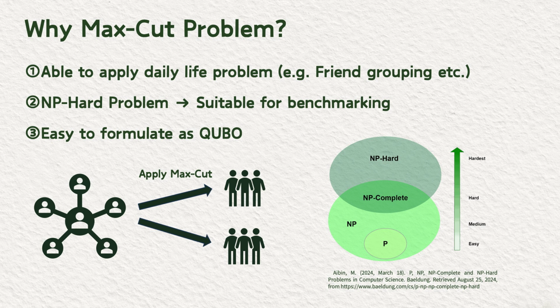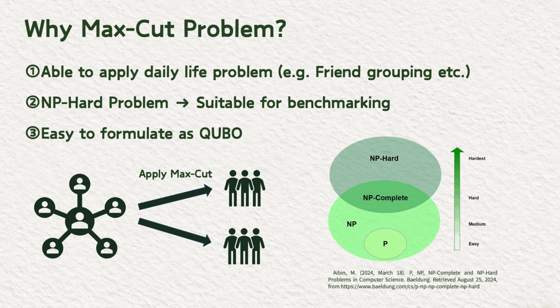The second reason is that the max-cut problem is well known as an NP-hard problem, with extensive literature available. Optimization problems can be classified into 3 categories: P problems, NP-complete problems, and NP-hard problems. NP-hard problems are particularly challenging because their computational complexity increases exponentially, making it impossible for general-purpose computers to find an exact solution. Since the max-cut problem is known as an NP-hard problem, if QAOA can solve it more quickly, it will demonstrate the effectiveness of QAOA.